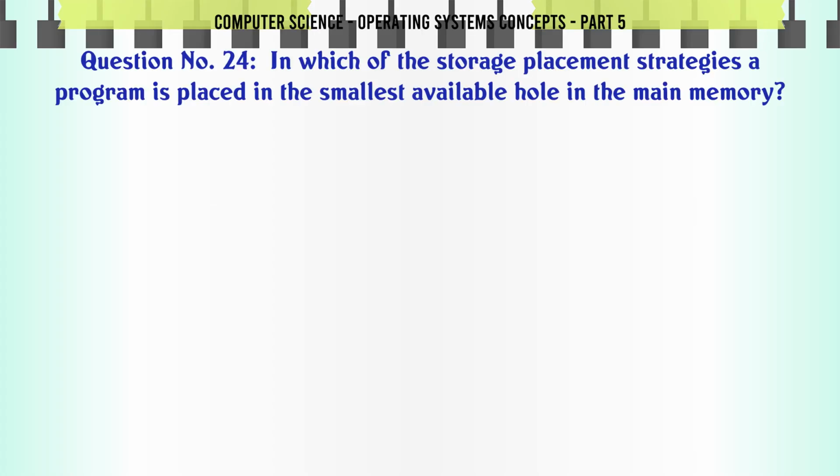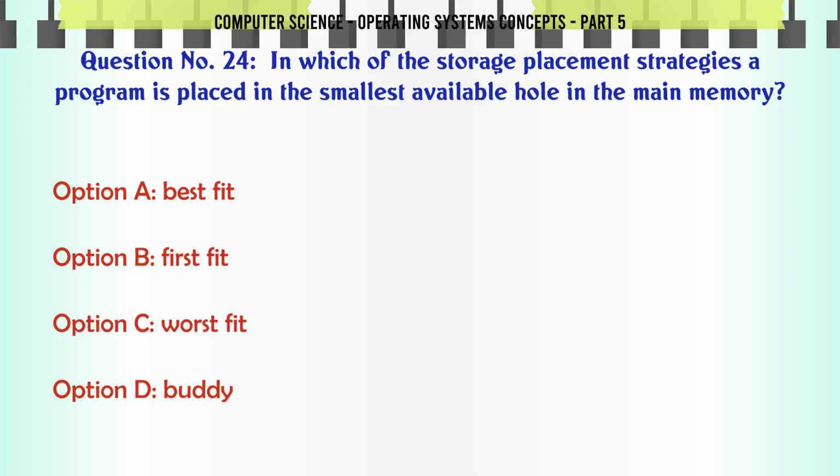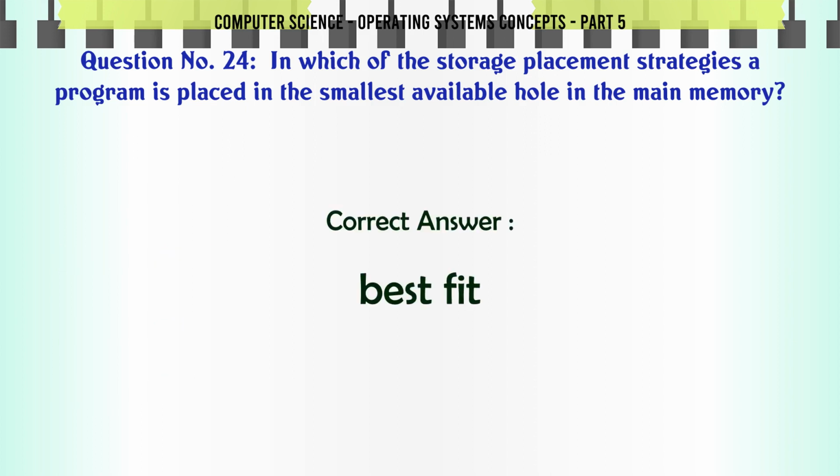In which of the storage placement strategies a program is placed in the smallest available hole in the main memory? A. Best fit. B. First fit. C. Worst fit. D. Buddy. The correct answer is best fit.